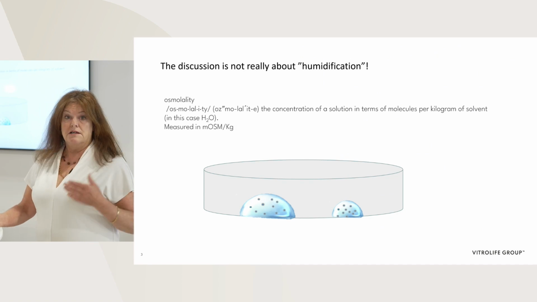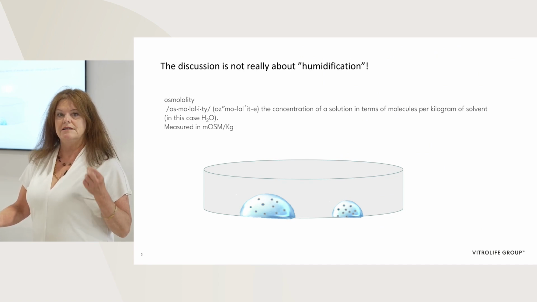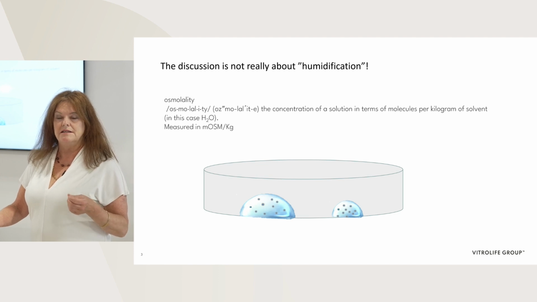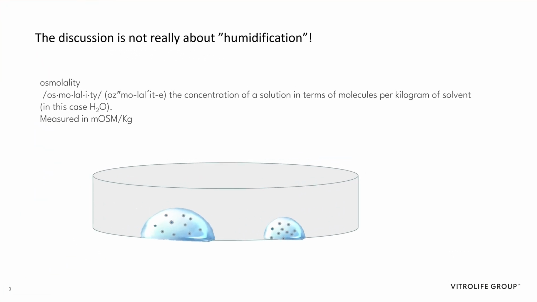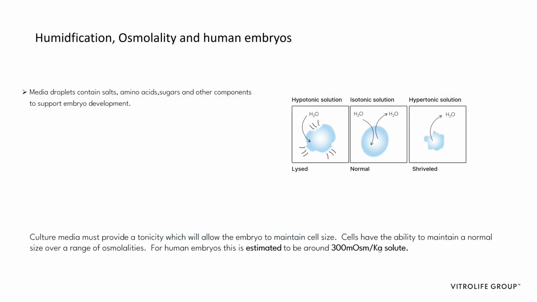So what we're talking about when we're talking about humidification is in fact not humidity in itself, it is osmolality. And osmolality is basically the number of molecules in a weight of solute. And for human embryos, what we typically want is to maintain the osmolality inside and outside of the cell so that it doesn't shrink or it doesn't blow up. And this has to do with molecules and the concentration, basically, of the solution that the embryos are growing in.